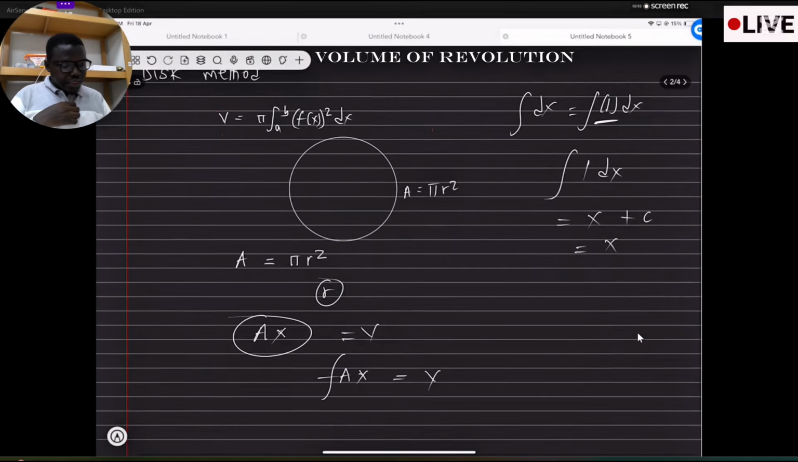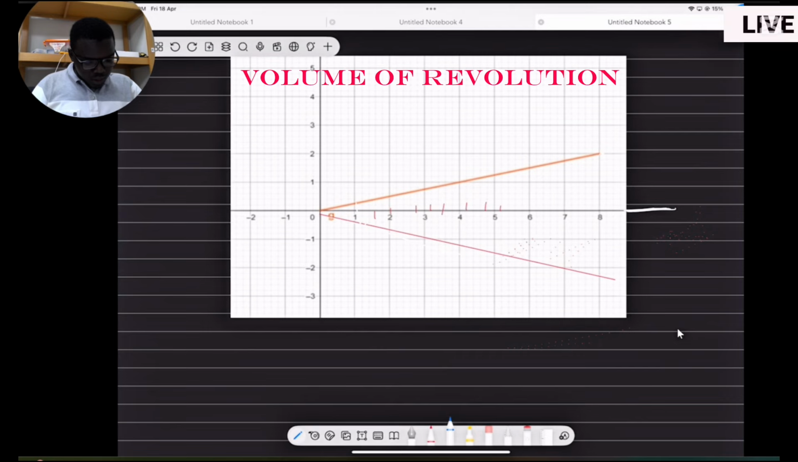So let's quickly take a look at this example. So let's assume that we are approximating this at each point into a circular disc. You can see that we can find what the diameter of this disc, but we need what the radius. So how can we find the radius?